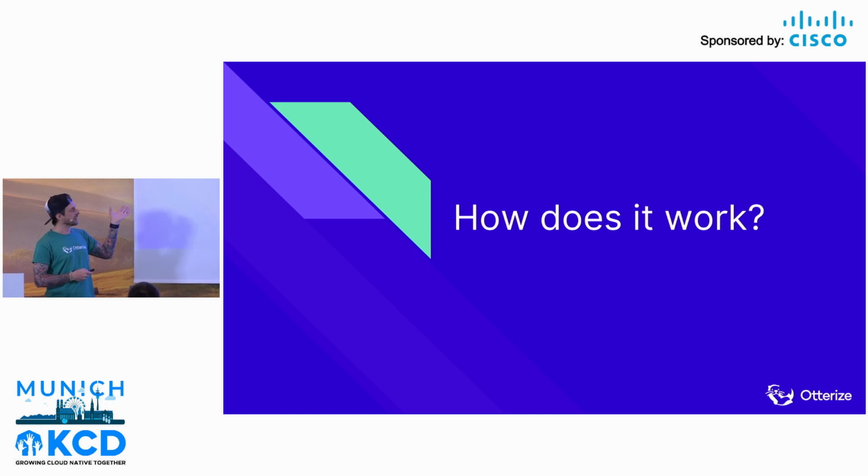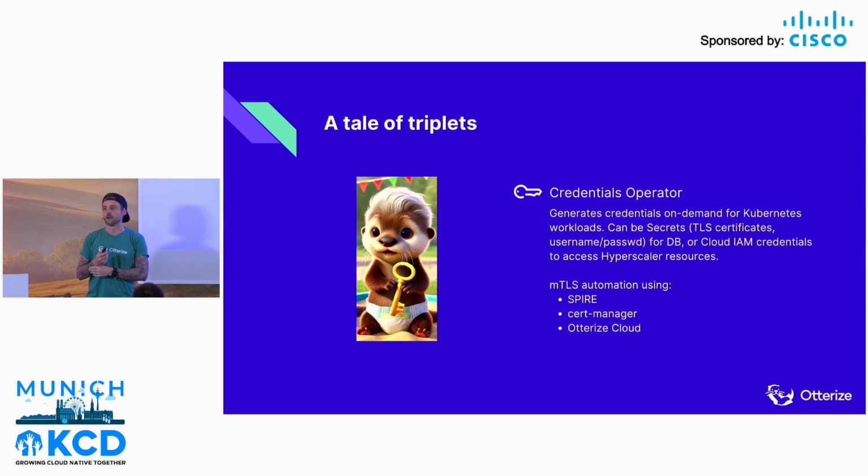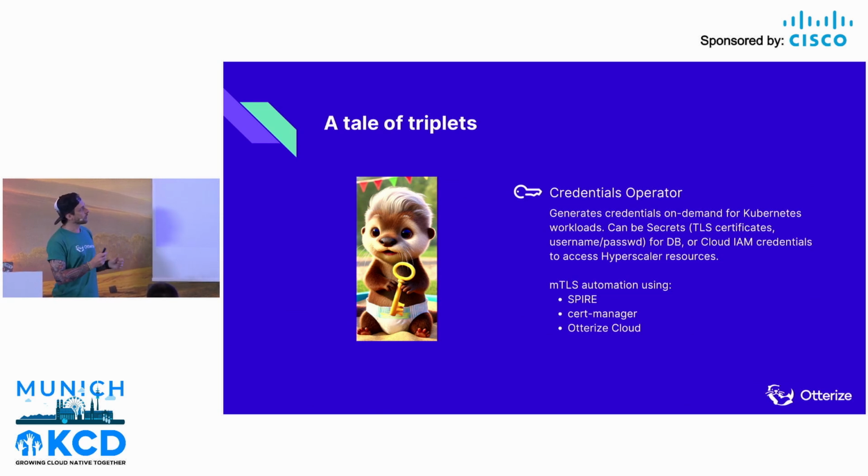So we've seen here it was for network policies and internet as well as AWS resources. And there are different things we can do with Otterize. We work with 3 operators. Again, everything is open source. First, we have the credentials operator. The job of the credentials operator is to generate just-in-time credentials for Kubernetes workloads. So it can be secrets like TLS certificates, usernames and passwords for databases, or cloud IAM credentials to access cloud resources.